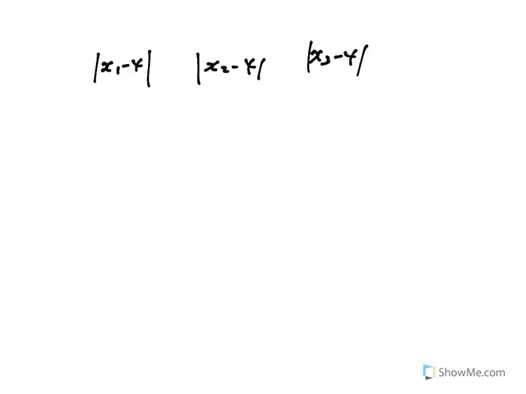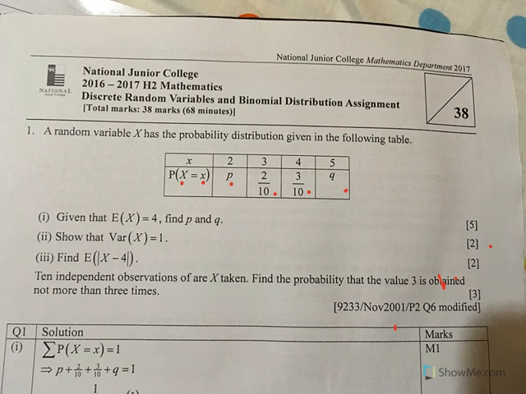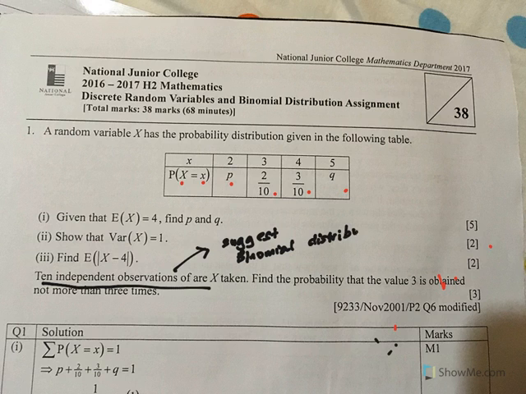Okay, so next one, the 10 independent observations of x are taken. So what do you see from here? I'm sure you are thinking about binomial, right? So this one actually suggests a binomial distribution, where n equals 10. Find the probability that the value 3 is obtained not more than 3 times.